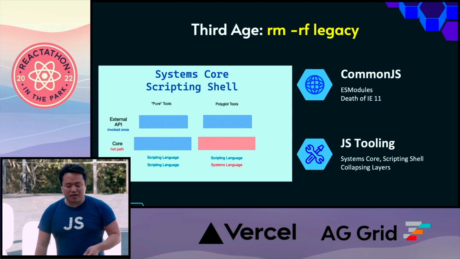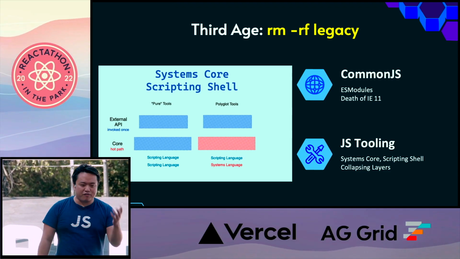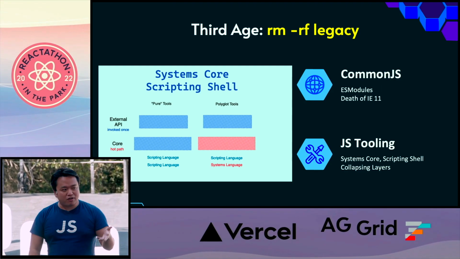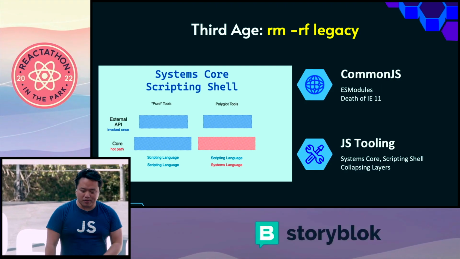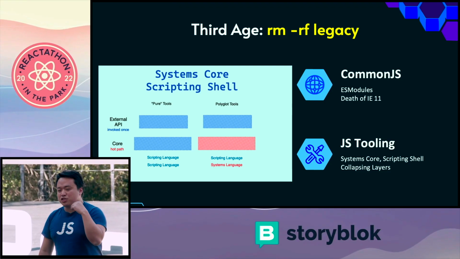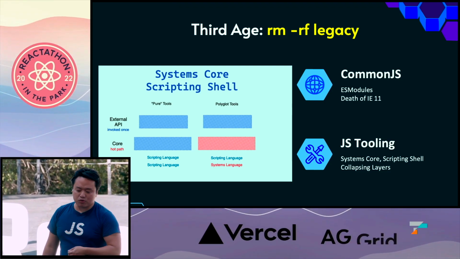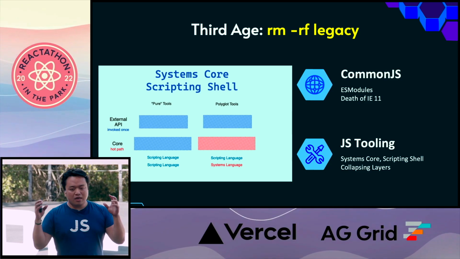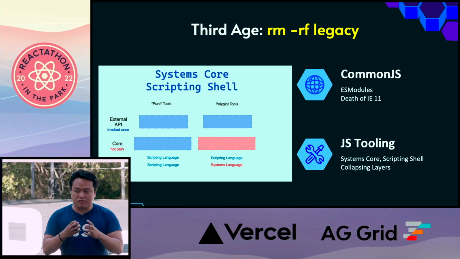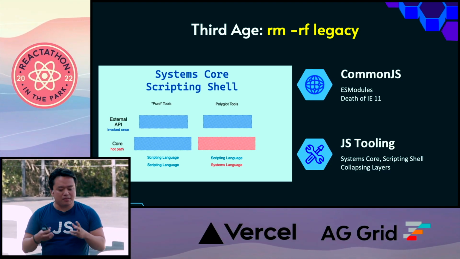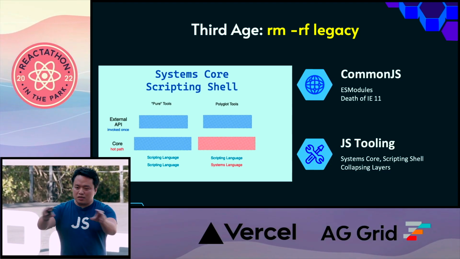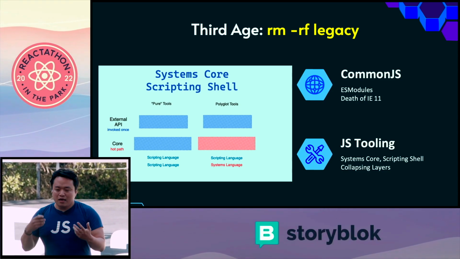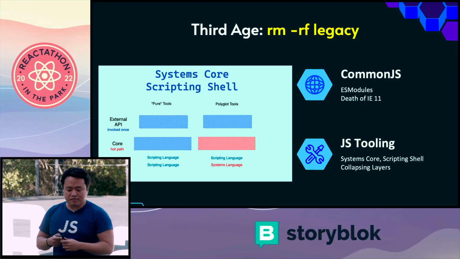What is the thesis of the third age? The third age is driven by two things. One is the rise of ES modules and the death of CommonJS and the death of IE11. We'll talk a little bit more about that. And two is the phase shift in JavaScript tooling, where we're being driven by systems core scripting shells. It's the idea where the core of our JavaScript tooling or infrastructure is being written in systems languages like Rust and Go, and the shell of these tools that we interface with day to day is still being written in scripting languages like JavaScript.